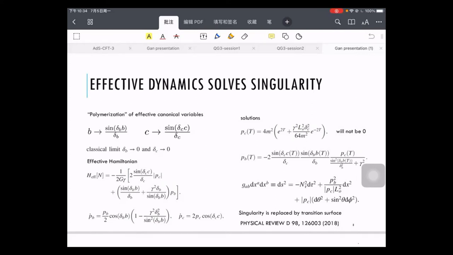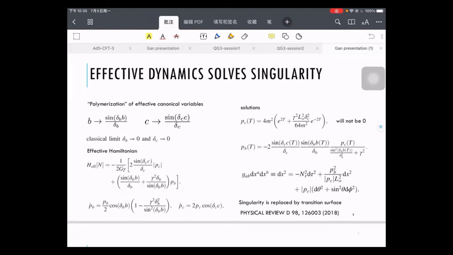Here I just show the model proposed by Ashtekar and his co-authors in the paper in 2018. The effective Hamiltonian can be obtained by replacing the phase-space variables, and the effective equations of motion can be obtained from it. Also, we can get a solution. Now we can see very clearly the function p_c(t) will not be zero anymore. So in this case, the singularity is resolved, and the singularity is replaced by the so-called transition surface. We can see it more clearly in the next slides.